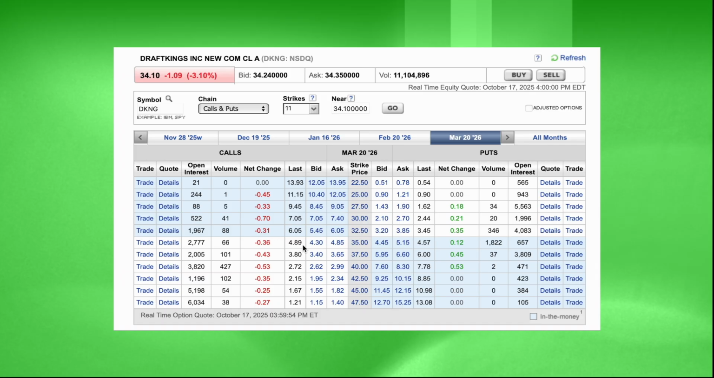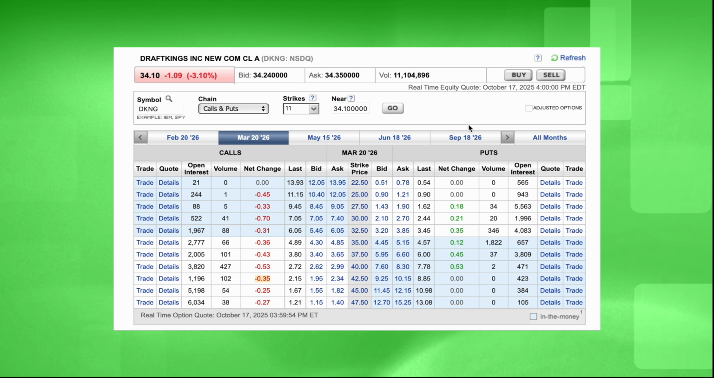So what do we see here? We see the $35 strike price is $489. As we go down, it's more out of the money. So when we get to $47.50, we see that it's $1.21, which is $121. So the farther you go out of the money, the less you're going to pay. And the farther you go out on expiration, the more you're going to pay. So just understand those two concepts briefly because you're going to learn that right away as you're trading. I don't want to confuse you for now. I just want to throw it out there.